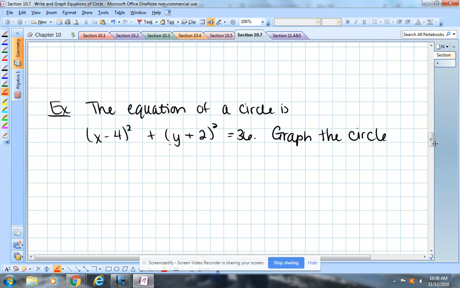All right, so we're going to use our equation of our circle to help us graph the picture of this circle. So we're going to use the equation to graph the circle. Now, what two things should I be able to tell from my equation?